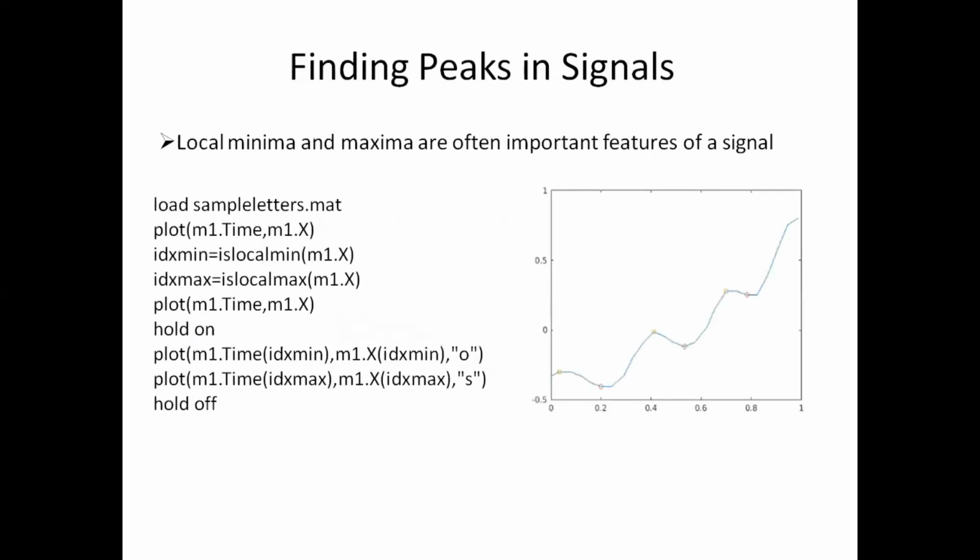So the next thing that we can use to get some useful information is by finding the peaks in the signal. The local minima and maxima in the signal are usually important features of a signal.